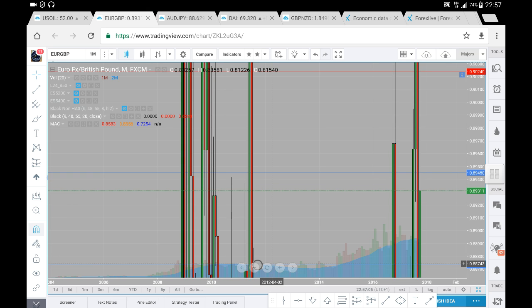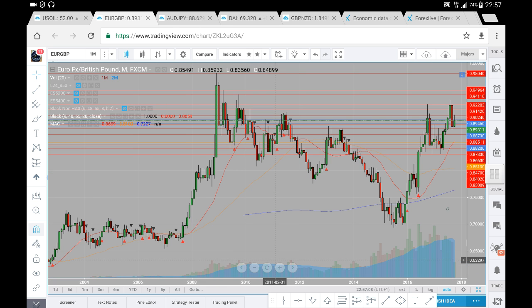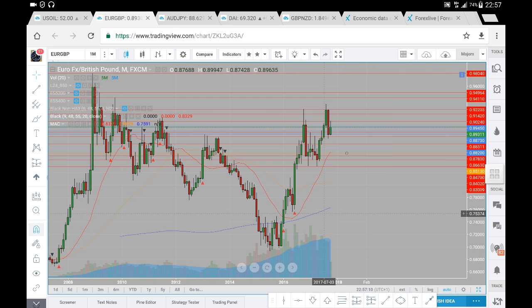Let's get a scale on here, correct. So on a monthly chart, what can we see? We're clearly in an uptrend. Wow. For some reason, the trend line I had on this chart is no longer there. Might have moved it, but as you can see, we're clearly in an uptrend on the euro against the pound.